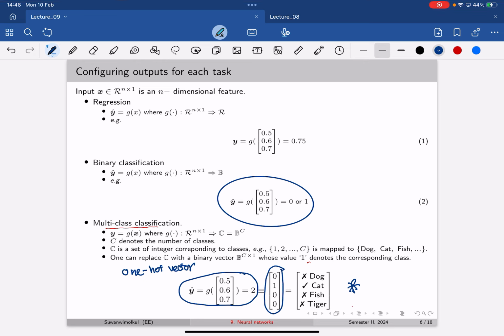If we know that there are 4 classes in this example, maybe we use a vector that has a coefficient at location 2 to represent class 2 among all 4 classes. Something like that.